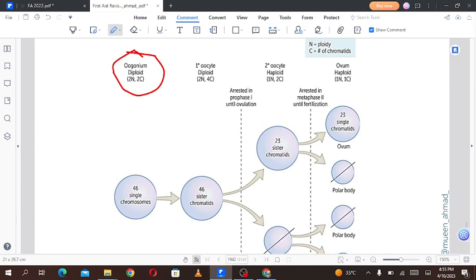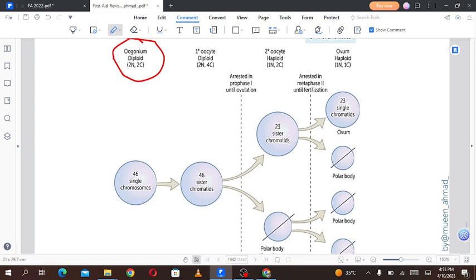Then the primary oocyte, which is diploid, will become 2N, 4C. Initially, just before entering meiosis 1 or prophase 1, it will become 2N, 4C. That is, there is a pair of chromosomes, and each chromosome is now a dichromatid chromosome. So the total number of chromatids for each chromosome will be 4. So a total of 96 chromatids or 46 sister chroma. That is not right. It must be 46 sister chromosomes or 92 sister chromatids, right?